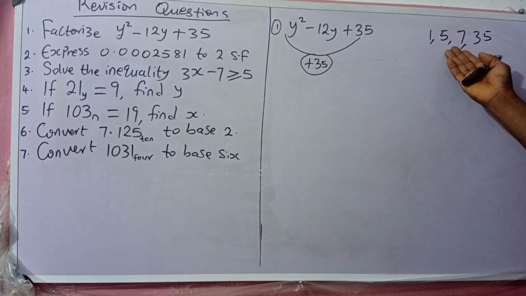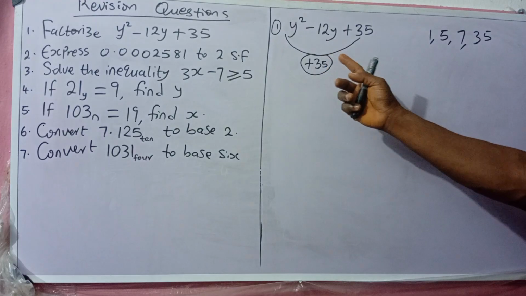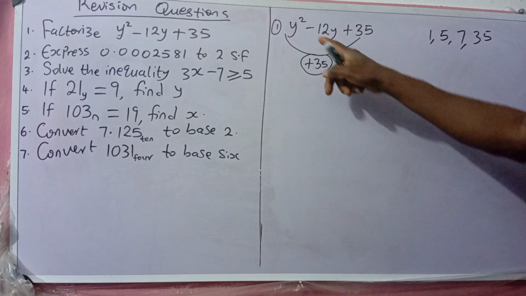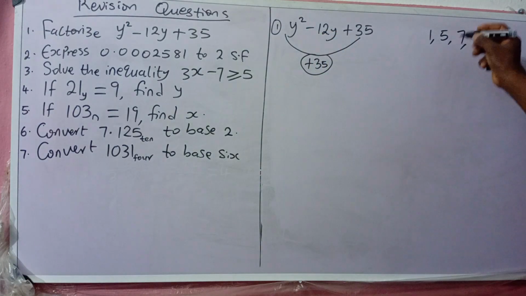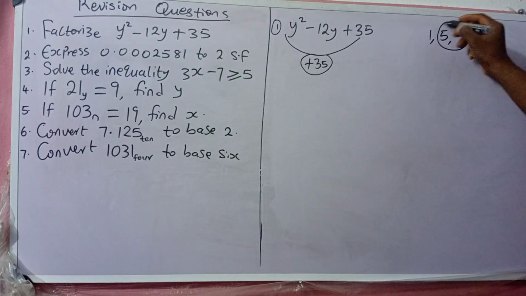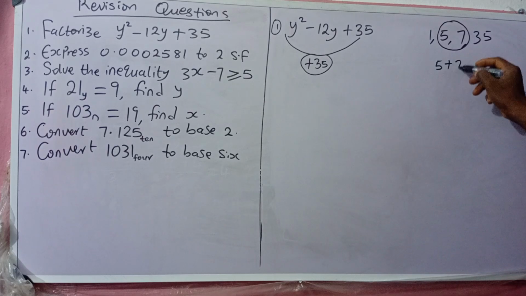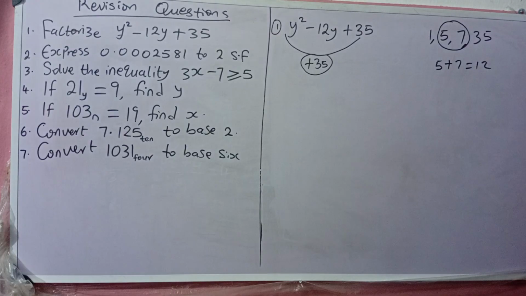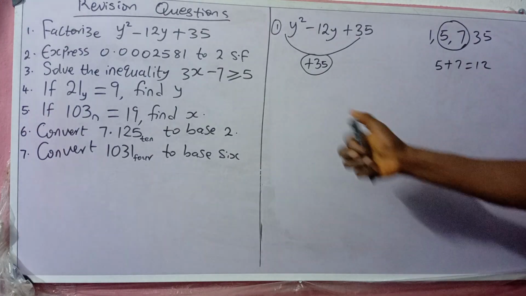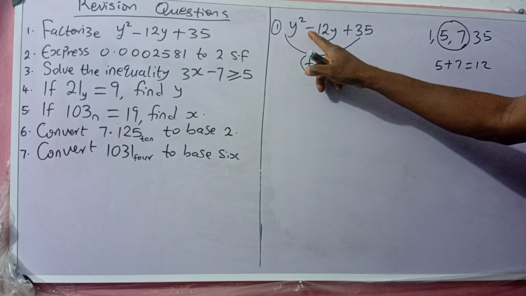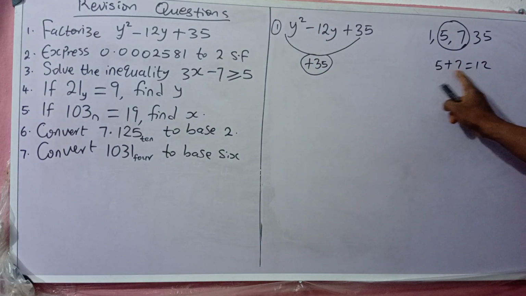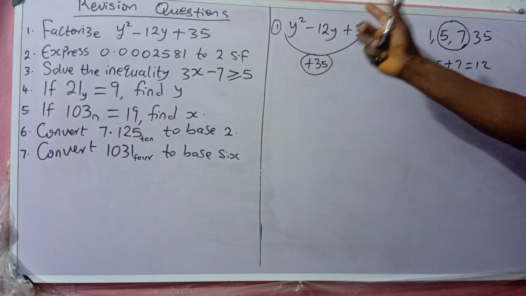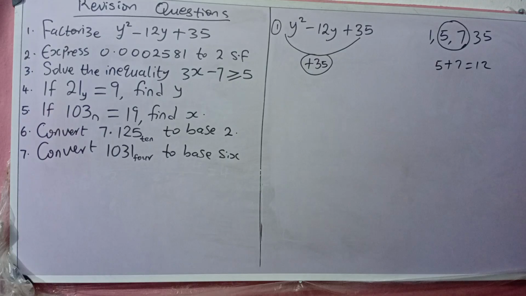Which among these factors, when we multiply them together, will give us plus 35, and when we add them together, will give us minus 12? Of course, we will be dealing with 5 and 7, because when you add 5 and 7, that will give us 12. It has given us a clue of the numbers we are going to be challenged with. But one most important thing here is that the product is positive while the summation is negative. So how do we make these two numbers give us minus 12, and when we multiply them together, give us positive 35?